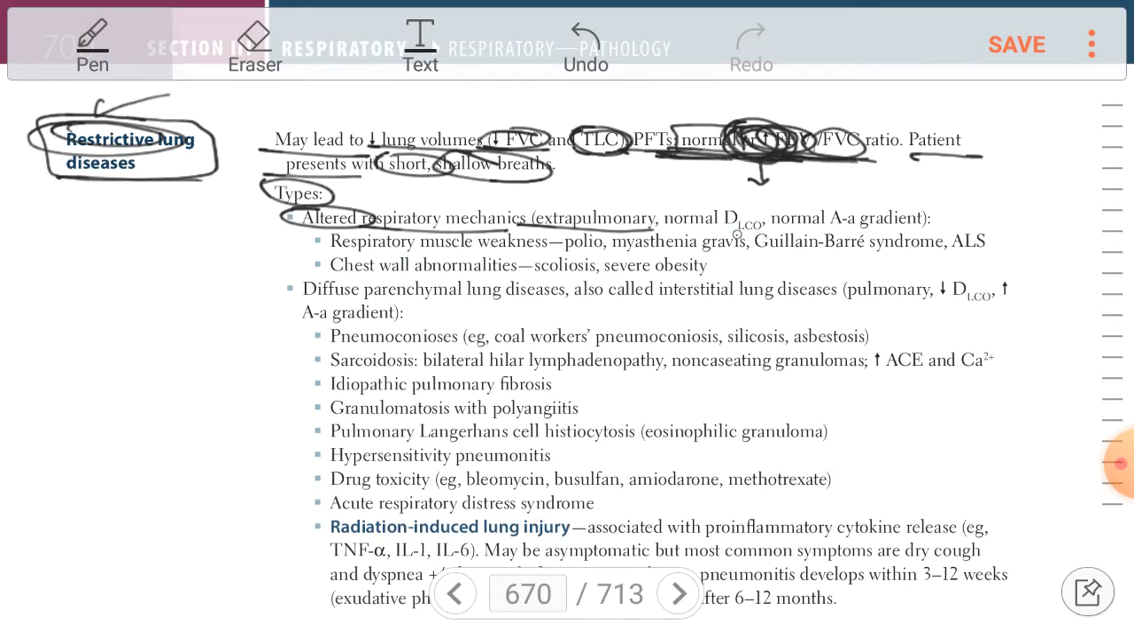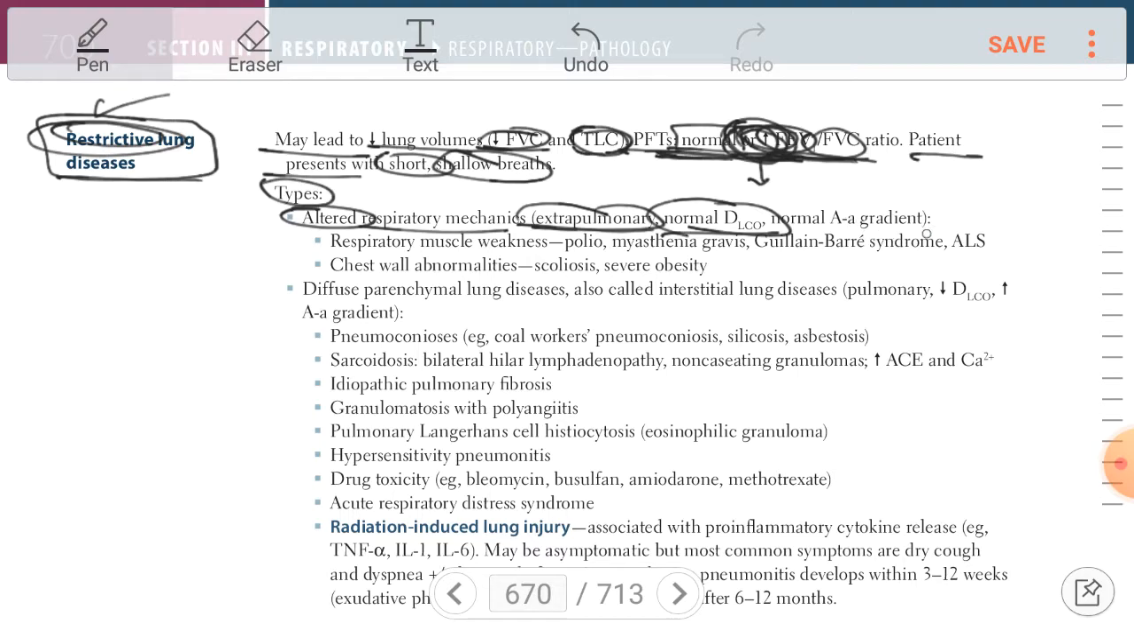So of course there is normal DLCO. What is DLCO? Diffusing capacity for carbon monoxide, because there is a normal alveolar wall. The effect is extrapulmonary. There is no effect on alveoli. There is no destruction of the alveolar wall. So the diffusion of carbon monoxide is normal.